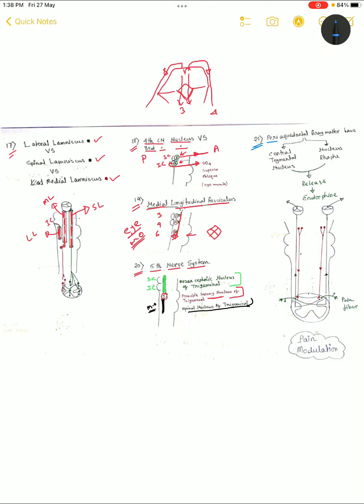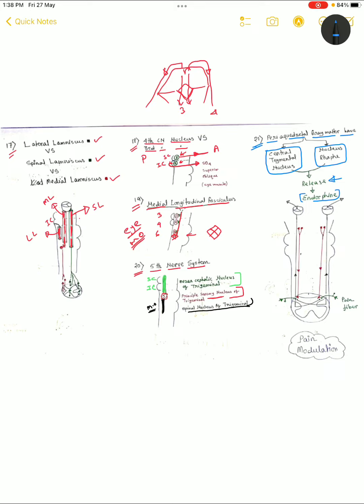In slide 21 we will see periaqueductal gray matter. You know what I just talked about. You will find two particular nuclei. One is nucleus raphe, another one is central tegmental nucleus. Nucleus raphe, central tegmental nucleus. Claro? They release something. And what is this? Endorphin. Yes, this is a very sweet thing.